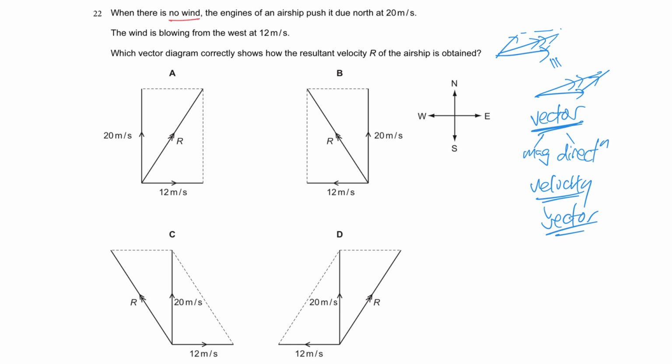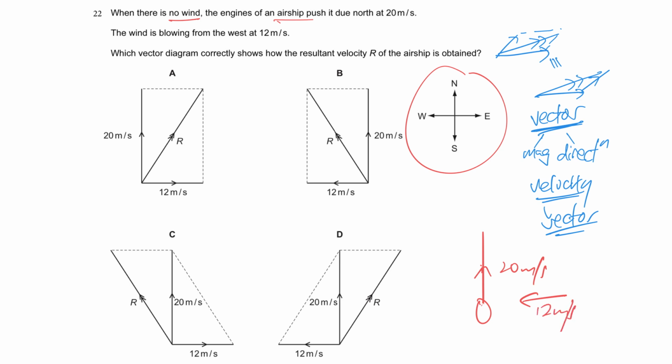If there's no wind, the engine of the airship pushes it due north. That means since the direction is given here, the airship will actually go north in this direction, and it's 20 meters per second. And now there's a wind blowing in this direction, in the west direction, which is 12 meters per second. So which vector diagram shows the resultant force R of the airship that is obtained?